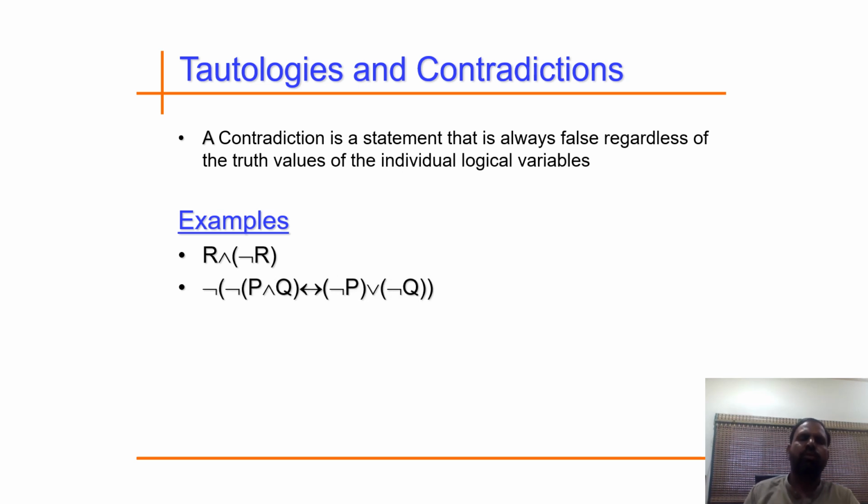You can also find the negation of (negation P and Q) biconditional (negation P or negation Q). You can find the truth table for these values. Then you can see that in the last column all values will be false.